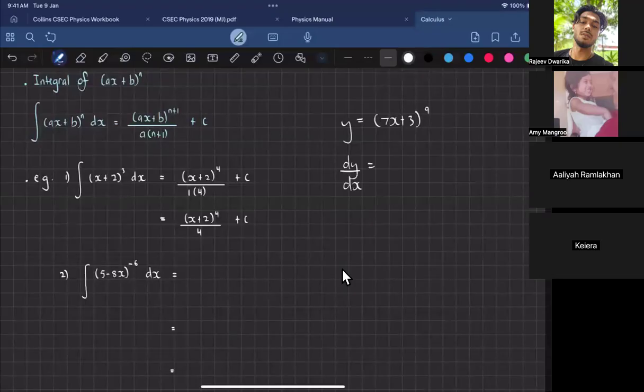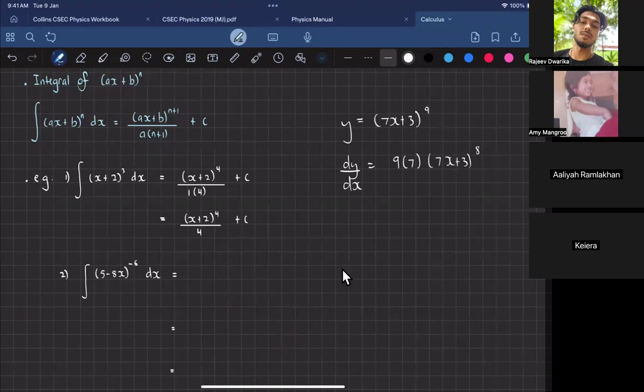Do you remember the shorthand version of the chain rule? You take the power, put it in front, you differentiate the inside. If I differentiate the inside, it is 7. Then I put back the 7x plus 3 and I minus 1 from the power. That's it. But what we're doing here is the opposite.